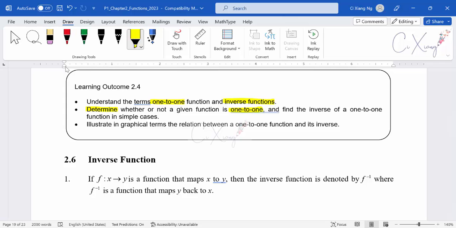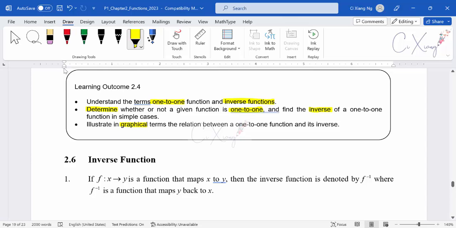If it is not a one-to-one function, then the inverse function will not exist. Of course, we need to learn how to find the inverse function for a one-to-one function as well. Then after that, you need to learn how to sketch the graph. So what is the meaning of the function and the inverse function in terms of graph also, right?